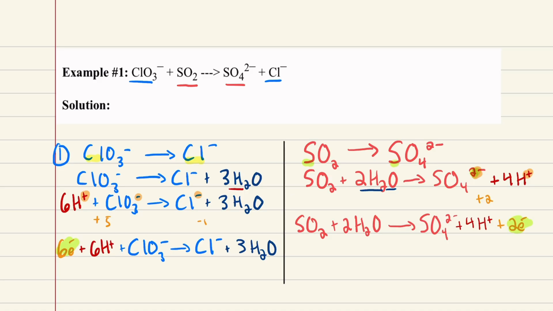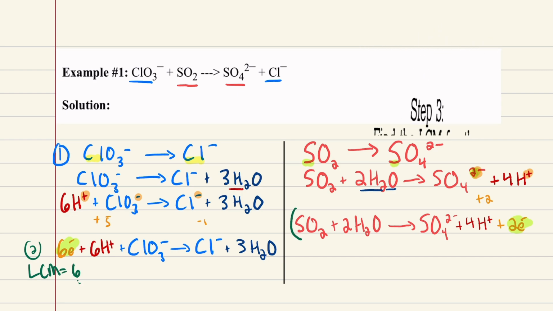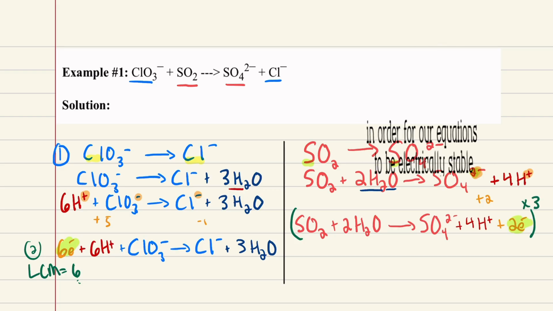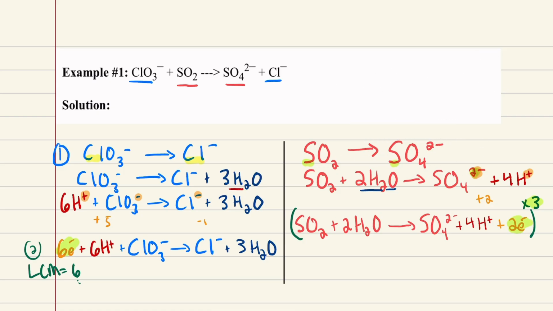Now, like we said at the beginning of this video, redox reactions have to be atomically stable and electrically stable, which means that in our final redox reaction, we shouldn't have any electrons or any charged substances on either side of the equation. So in order to make sure they cancel out, we have to find a lowest common multiple between the two half reactions. Since our reduction reaction had 6 electrons and the oxidation reaction had 2 electrons on the product side, the lowest common multiple is 6. So we're going to multiply the entire oxidation reaction by 3 so that the electrons are 6 and they'll cancel out in the final accumulated equation.